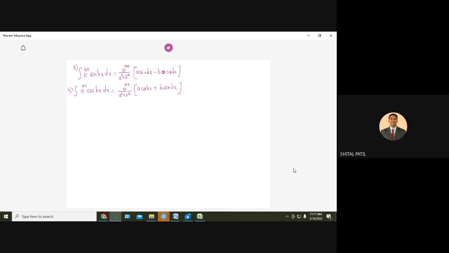Yes, remember these formulas. Okay, write them. Now you write these formulas, formula number 3 and 4. If you are not writing the examples, it is okay, no problem. But we have to write the formulas.